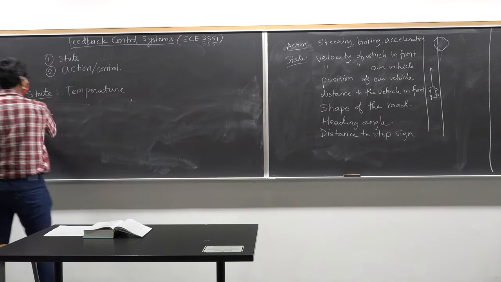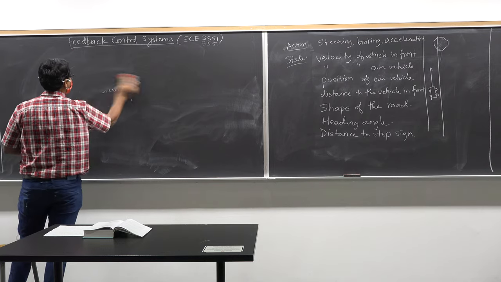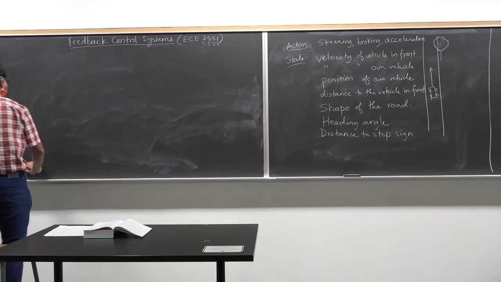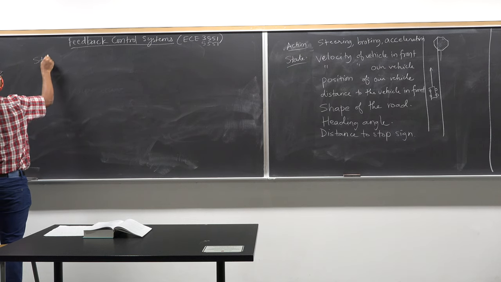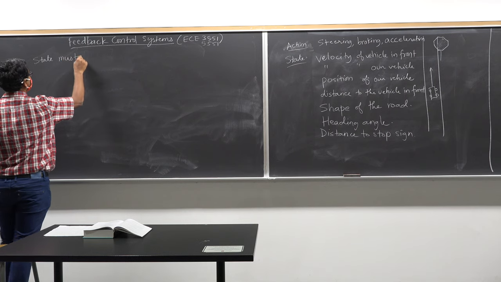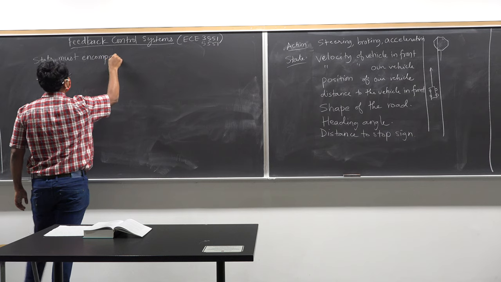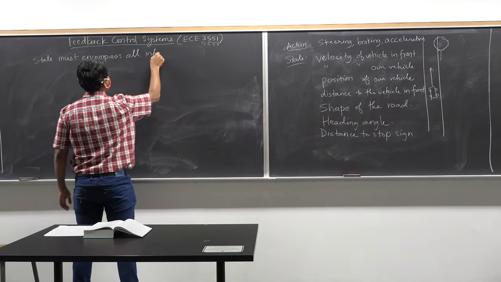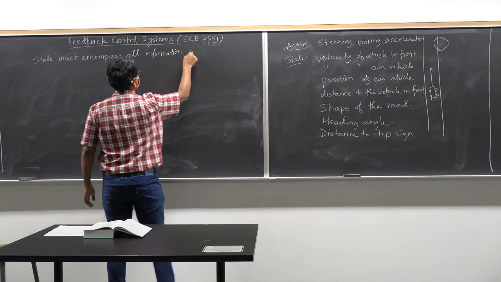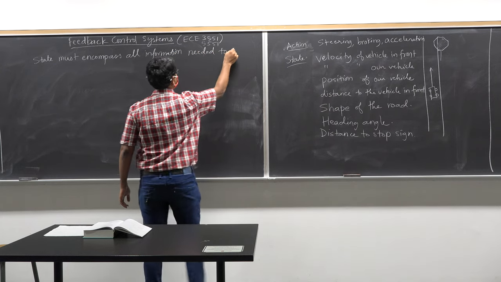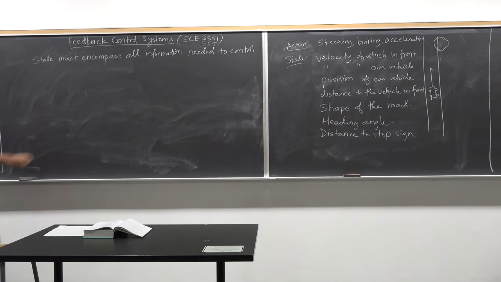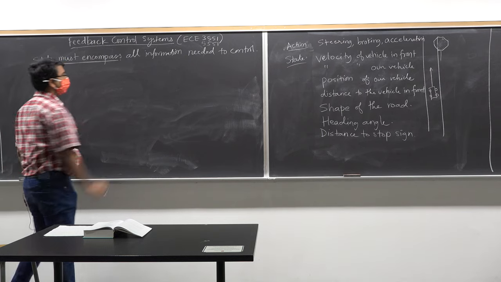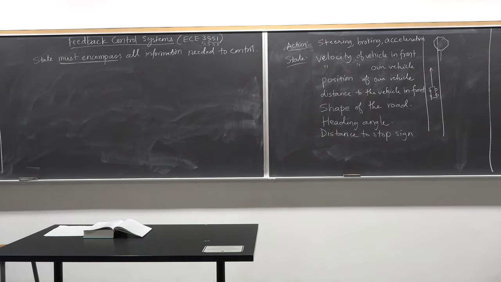So what does a feedback control system look like? We talked about state, we talked about action. One important thing to note is state must encompass all information needed to control. And this is an important point. It must encompass all information needed to control reliably, effectively, securely, all that stuff.